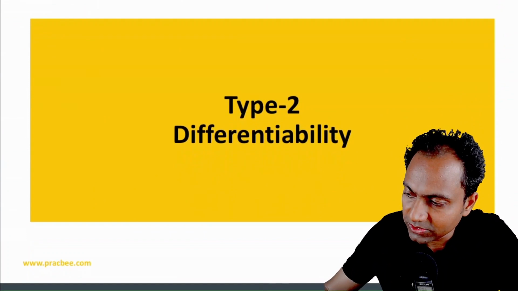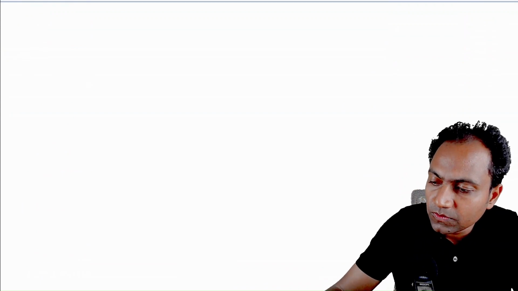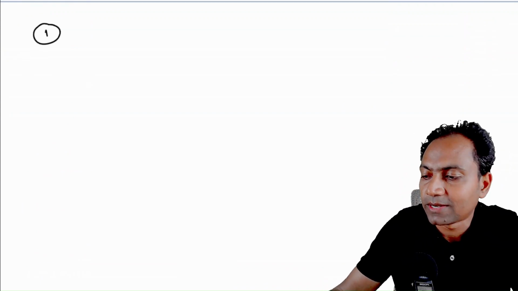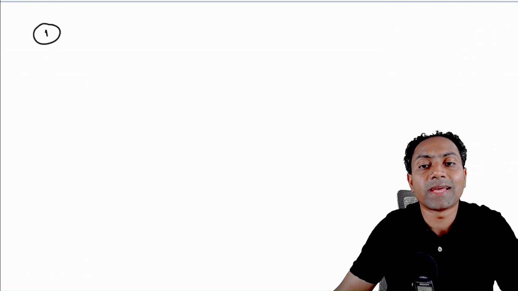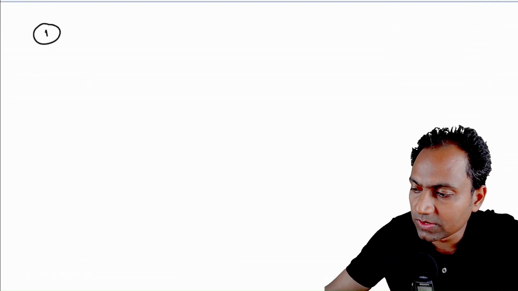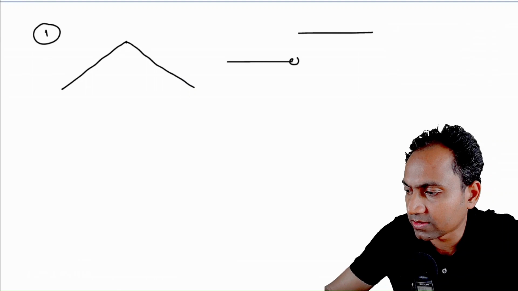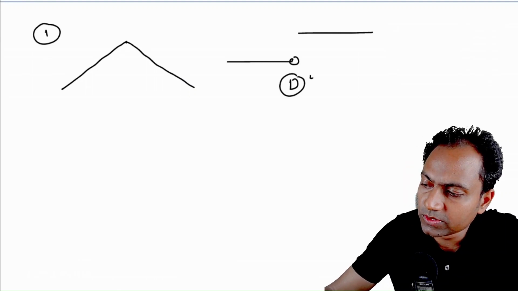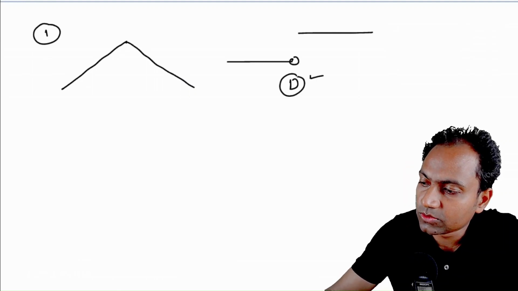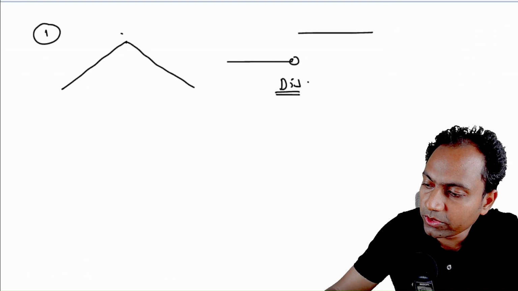So for finding differentiability, what you need to know is basically what differentiability means. Fundamentally, differentiability means whether the function has an existent rate of change or not. In simple words, most of the times the curve will have a sharp turn, something like this, or the curve will become discontinuous, something like this. So it would be a point of discontinuity. So let us write discontinuity, or it would be nothing but a point of sharp change like this.